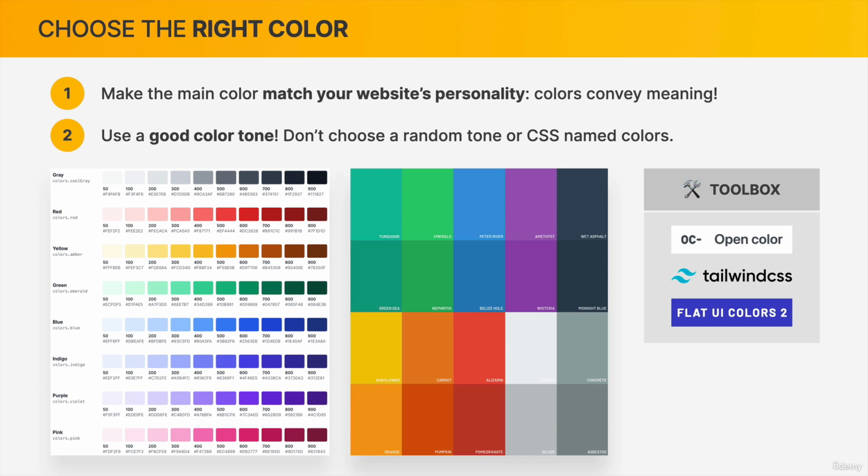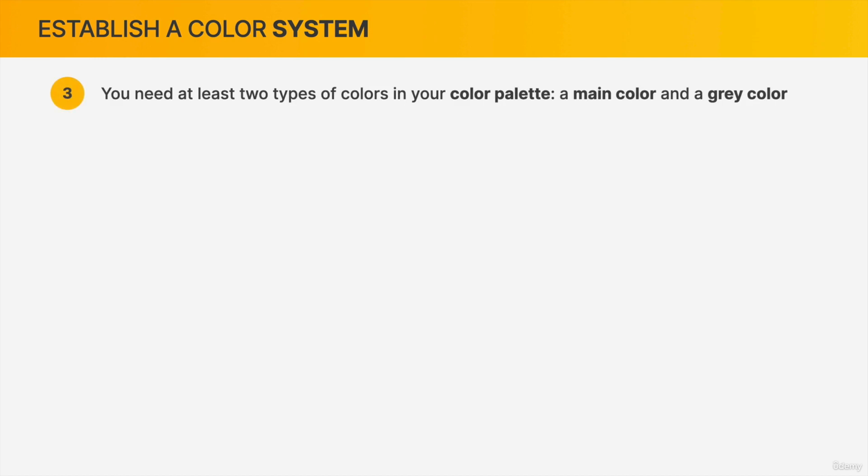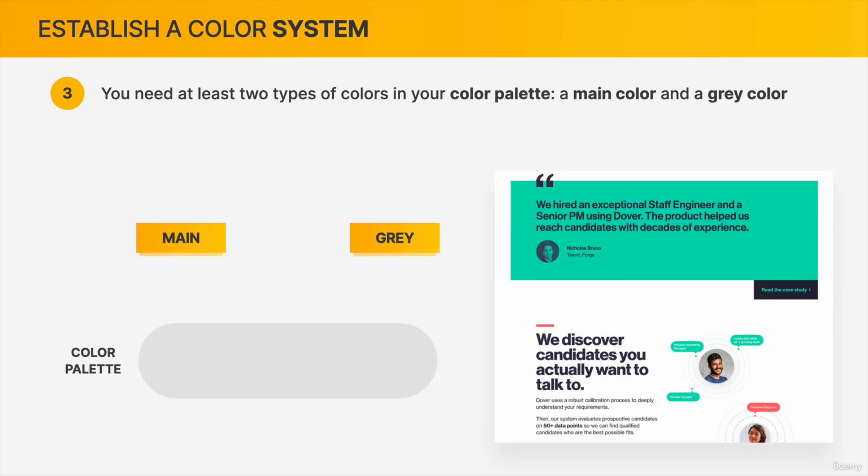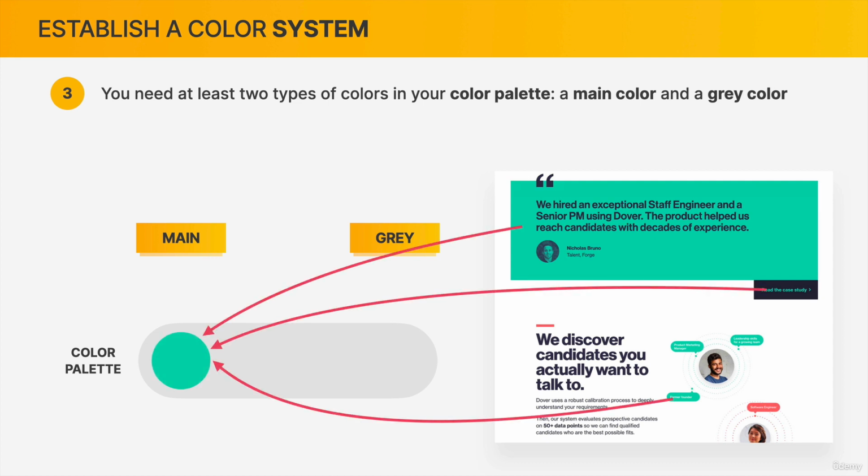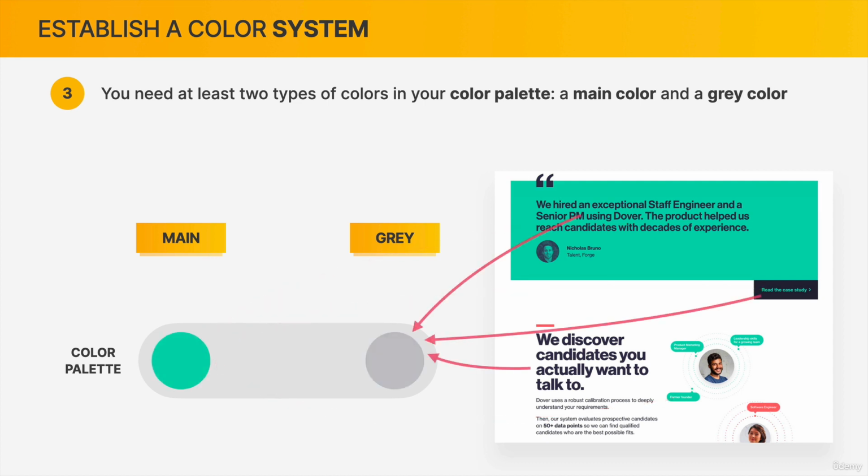But now it's time to establish a color system. So in any design, you need at least two types of colors in a color palette. You need a main color and a gray color. So let's look again at this example that we studied before in typography. And here the main color is clearly this kind of blue here. Then for things like text, they use the gray color, which in this case is actually this very dark blue. And this is very important to understand. So just because it's called a gray color, it doesn't actually have to be a true gray.